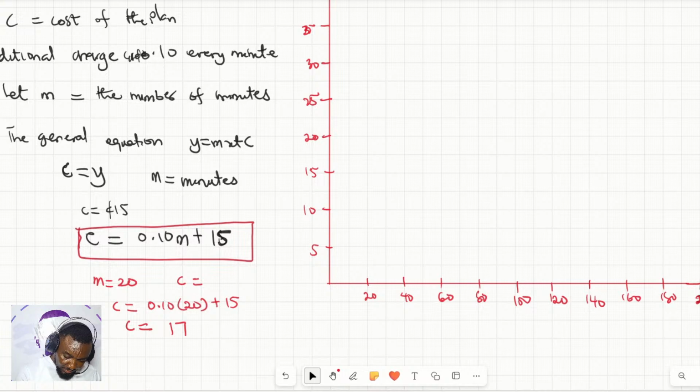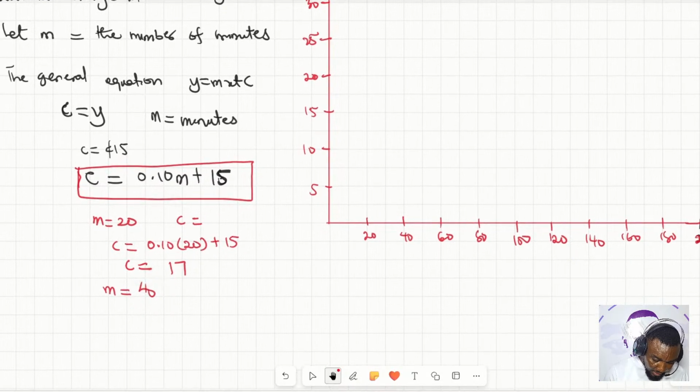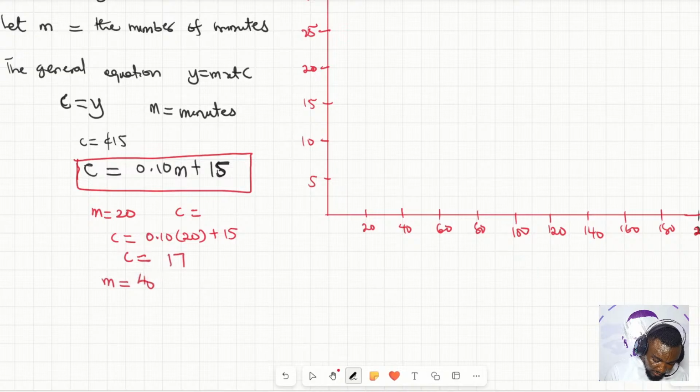This side represents our M and this side represents our C. We'll come back to the graph. So let's pick some ordered pairs. We can have M equal to 40, and let's look at what the C gives us. C will be equal to 0.10 multiplying 40 plus 15. 0.10 multiplying 40 gives us 4, plus 15. So we get 19. So our C is equal to 19.